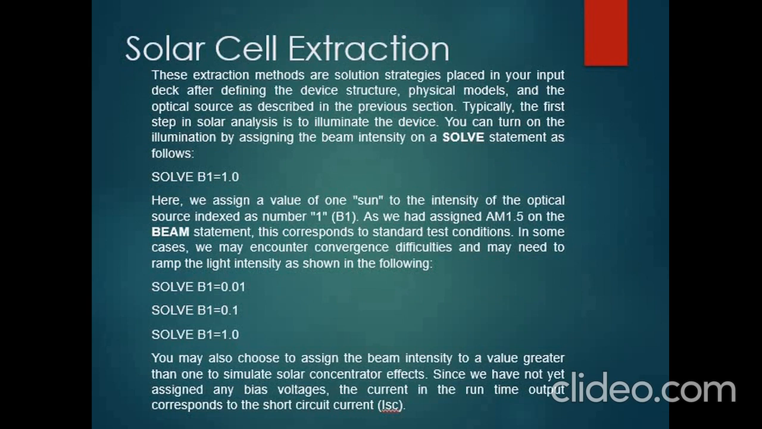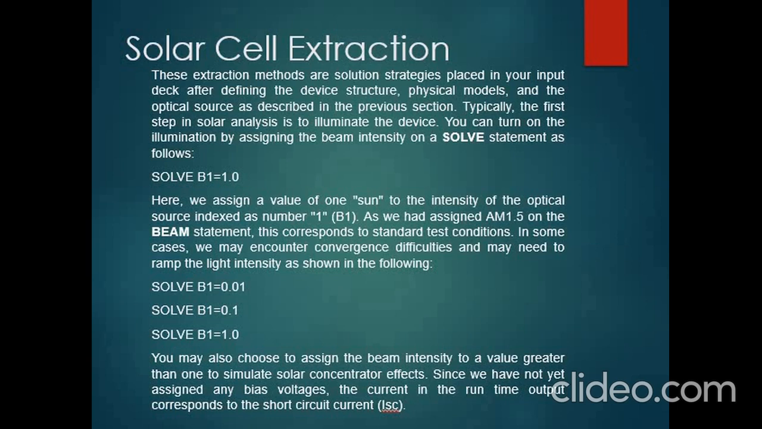These extraction methods are solution strategies placed in your input deck after defining the device structure, physical model, and the optical source as described in the previous section. Typically, the first step in solar cell analysis is to illuminate the device. You can turn on the illumination by assigning the beam intensity on the solve statement as follows: solve B1 equal to 1.0.